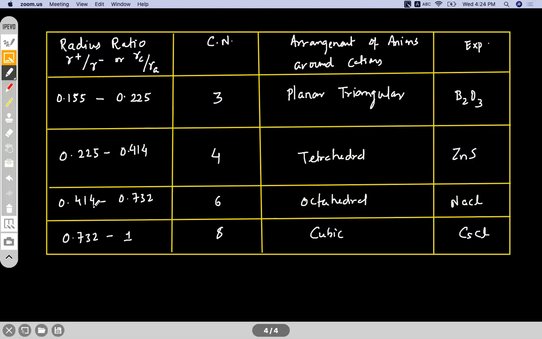Did you finish it? Okay, now the structure of crystals, heading you write down, structure of crystals.